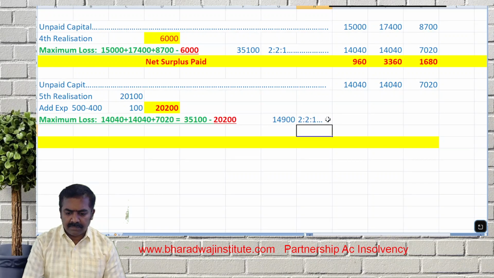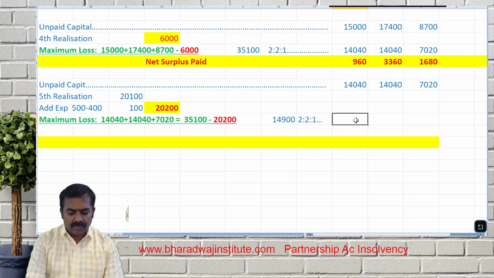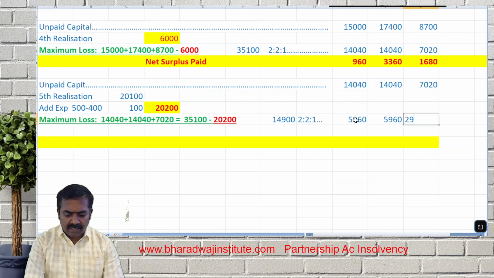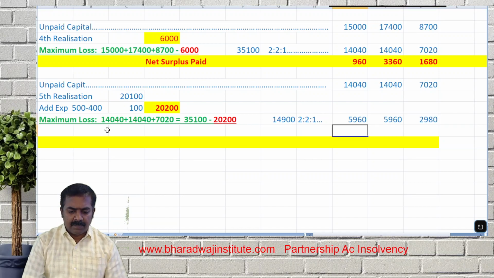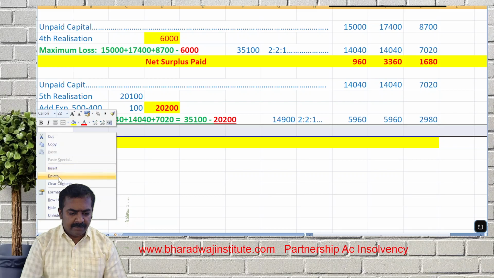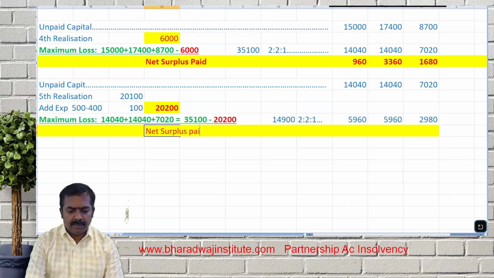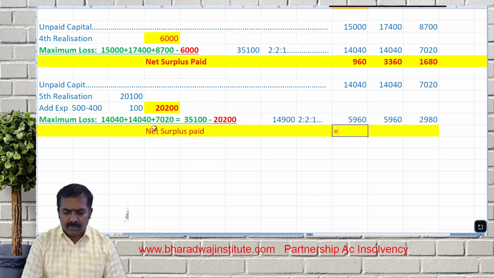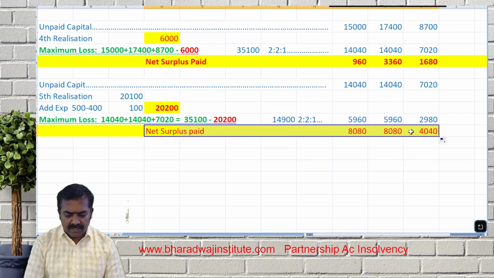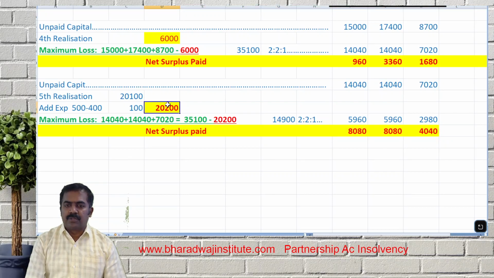How much do you get? 5960, 5960, 2980. This is your maximum loss. Net surplus paid. What is the net surplus paid? 14,040 minus 5960. Adding this net surplus payment amount, we get 20,200.